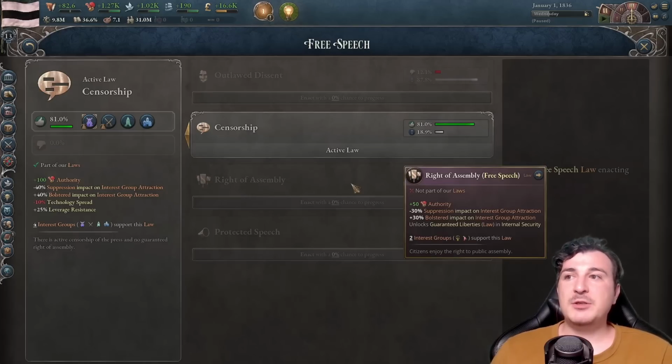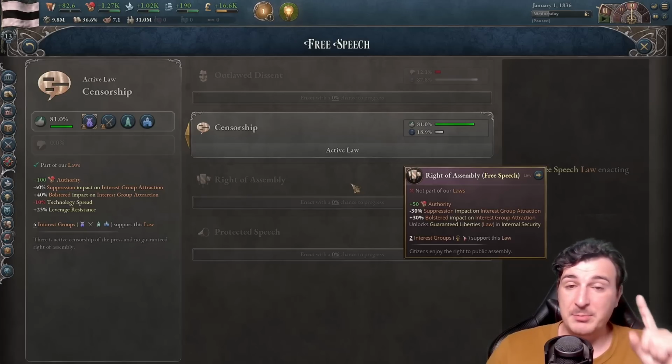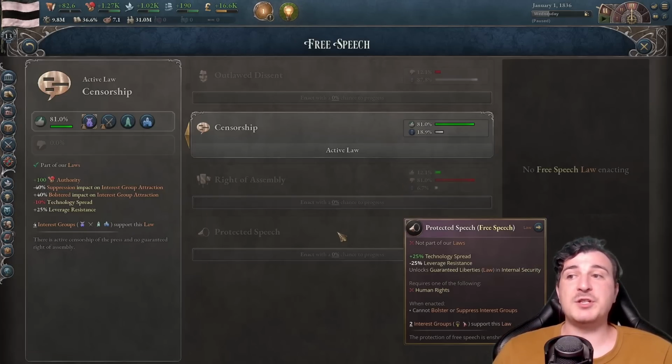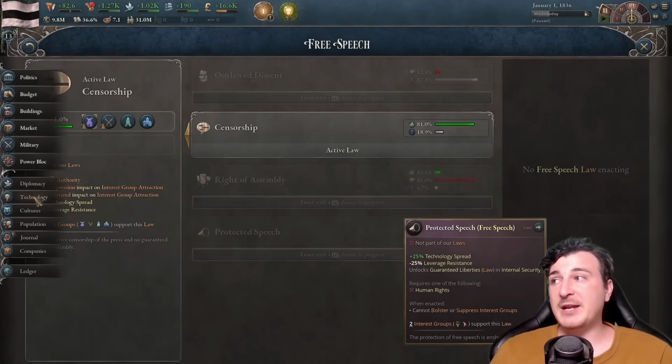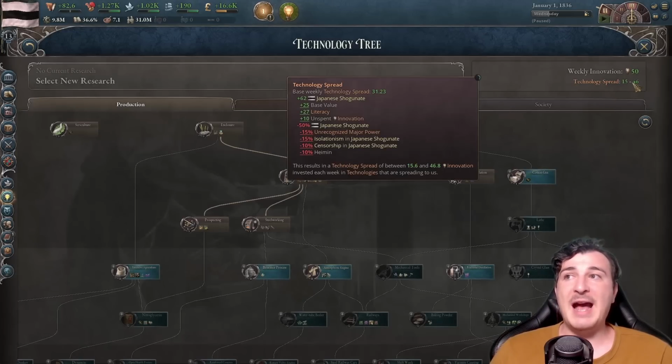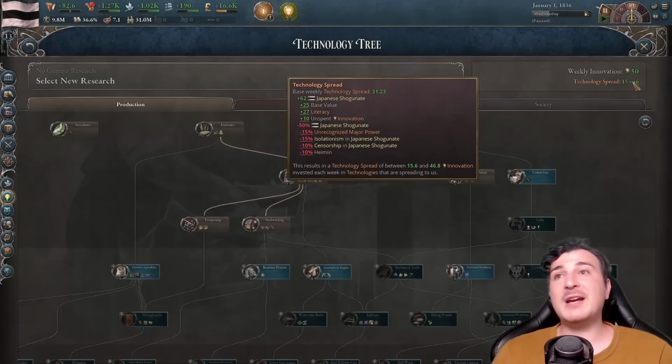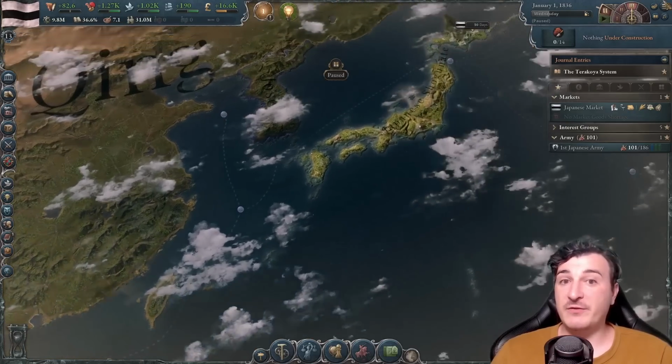Right of assembly, you get half the authority you get from censorship, less bolstering and suppression, but you don't get the technology spread debuff, and it allows you to go for guaranteed liberties in your internal security. Protected speech gives only technology spread and leverage resistance. So for the later part of the campaign, this is awesome because it means you're going to have hundreds in your technology spread from that bonus, with all the extra innovation points from the extra universities you're going to have.